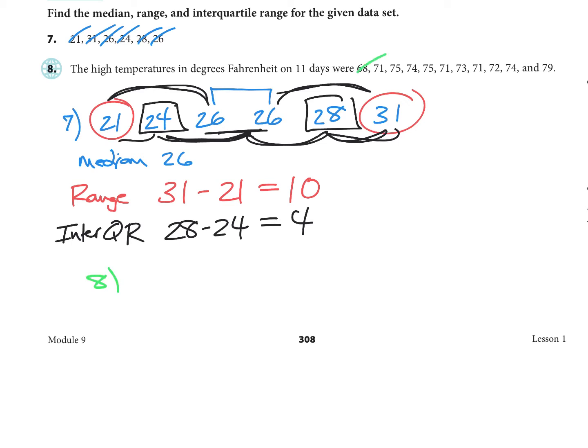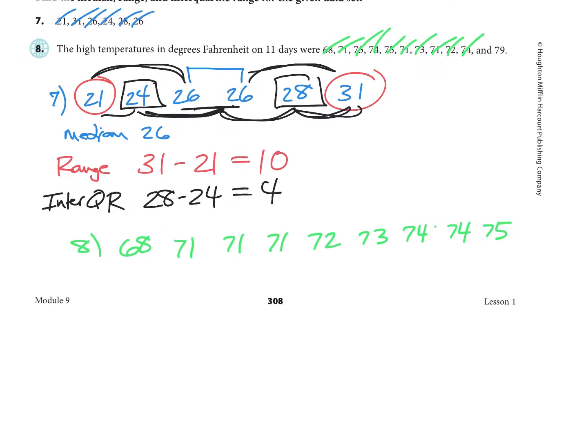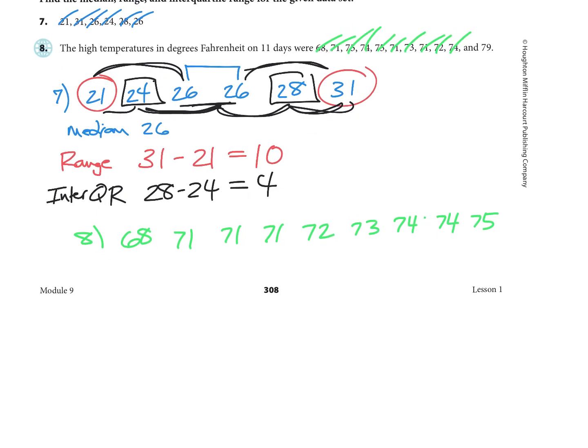Okay, so 68. Next would be 71. I have 1, 2, 3 of those. Then 72, I have 1 of those. 73, I have 1 of those. 74, I have 2 of those. And then I have 2 75s. We'll have to slide this over. I wrote a little too big. Sorry. So 75, and then my 79.